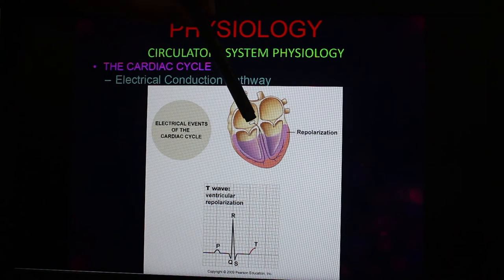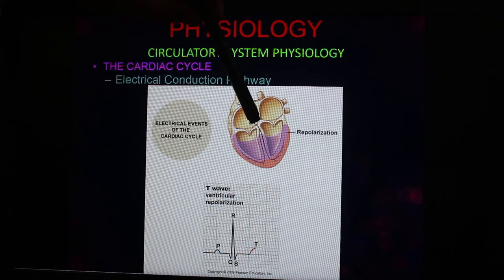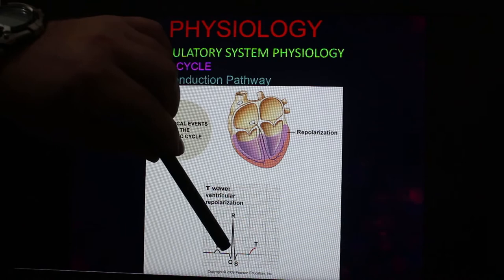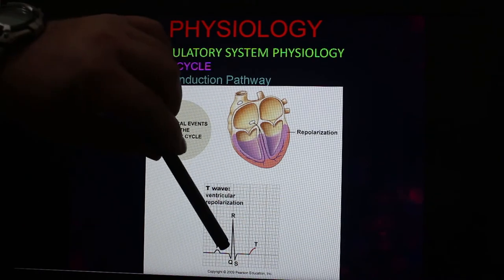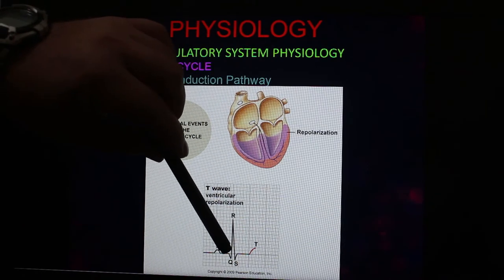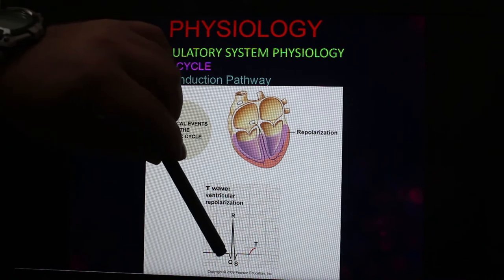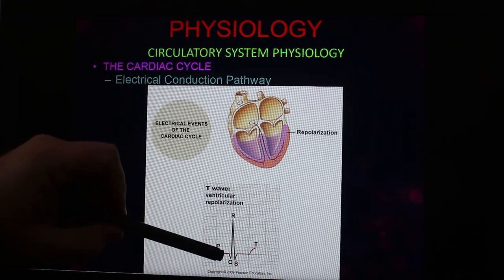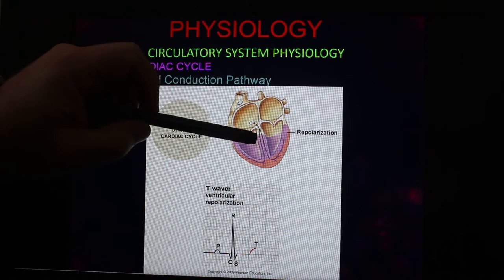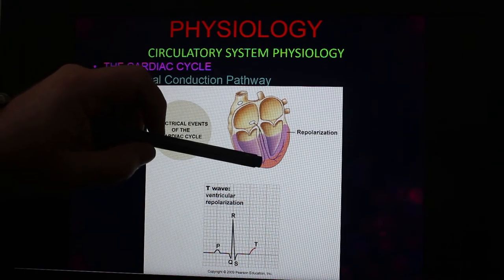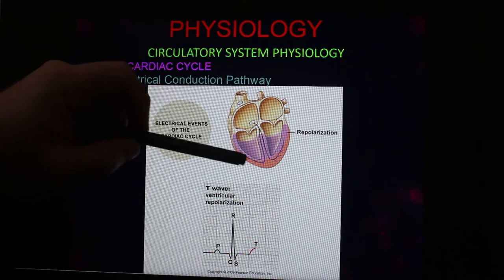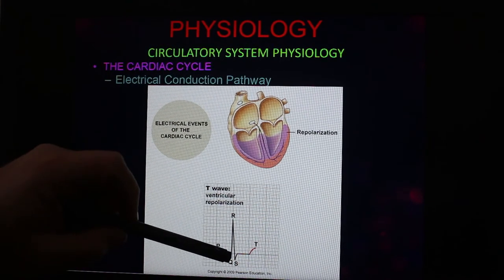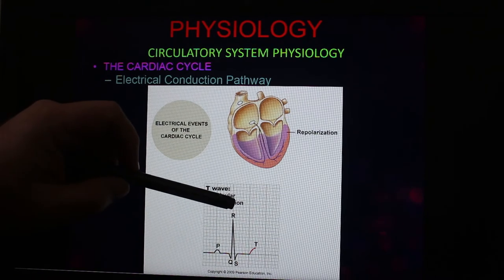And then the impulse passes to the septum and the contraction of the septum begins, which makes a negative deflection in the electrocardiogram as the Q wave. And as the septum depolarizes and starts to depolarize the whole myocardium, this is recorded as the R wave.